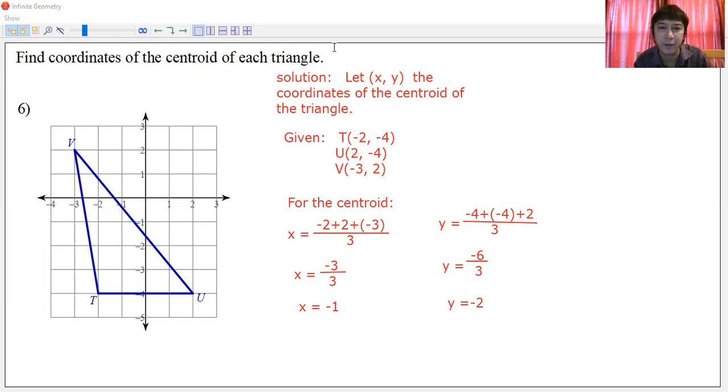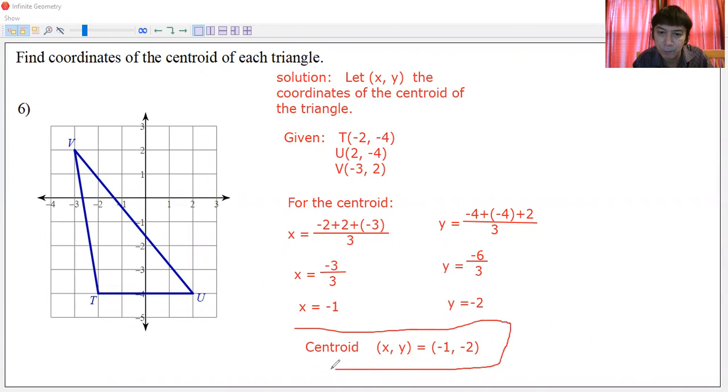We have the centroid. For the centroid now, centroid xy is located at negative 1, negative 2 at the third quadrant. All right, that's our computation. Let's see the answer from the computer.